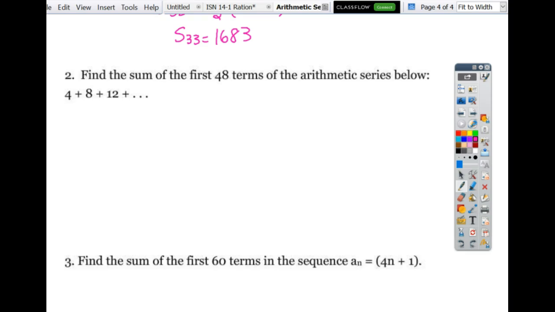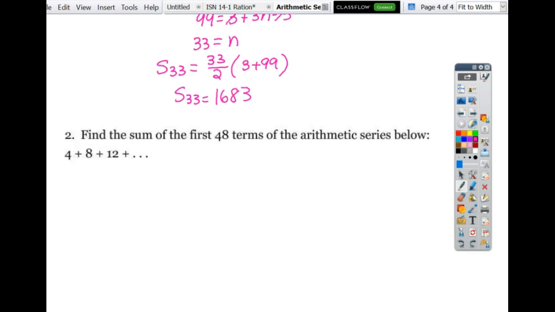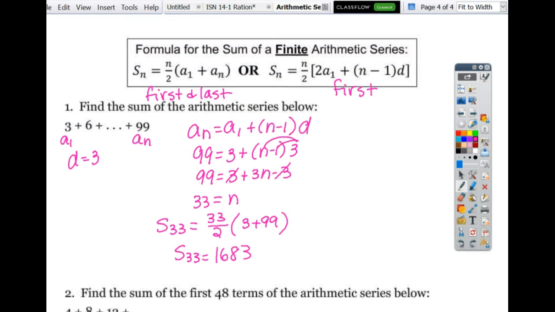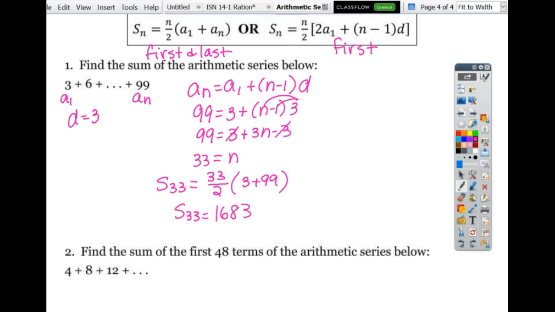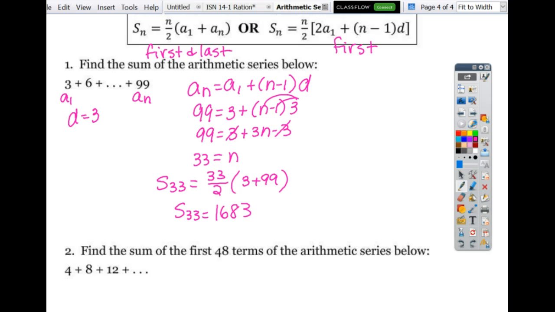So this time, what's the form? Do I have the last one? I don't have the last one. So I just have this one. So I'm going to take n over 2. So how many terms did it ask me to add up?